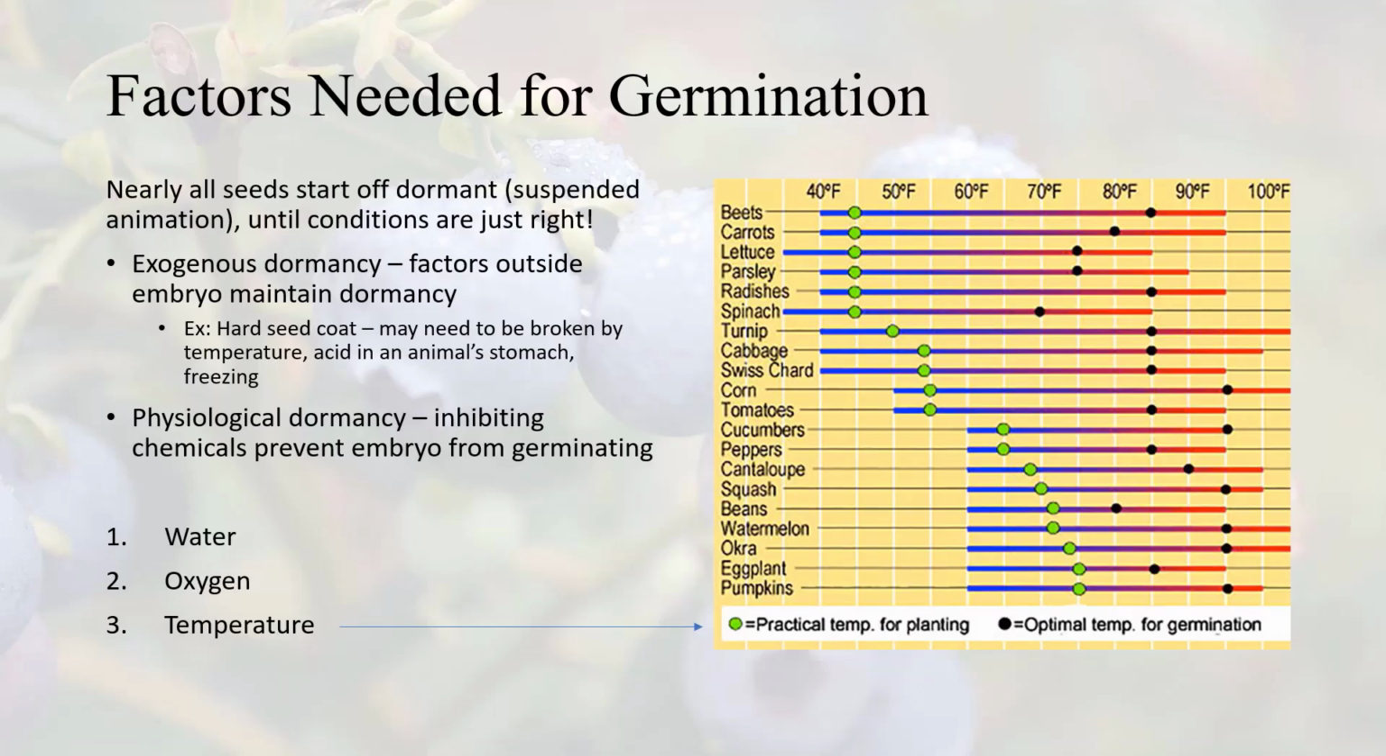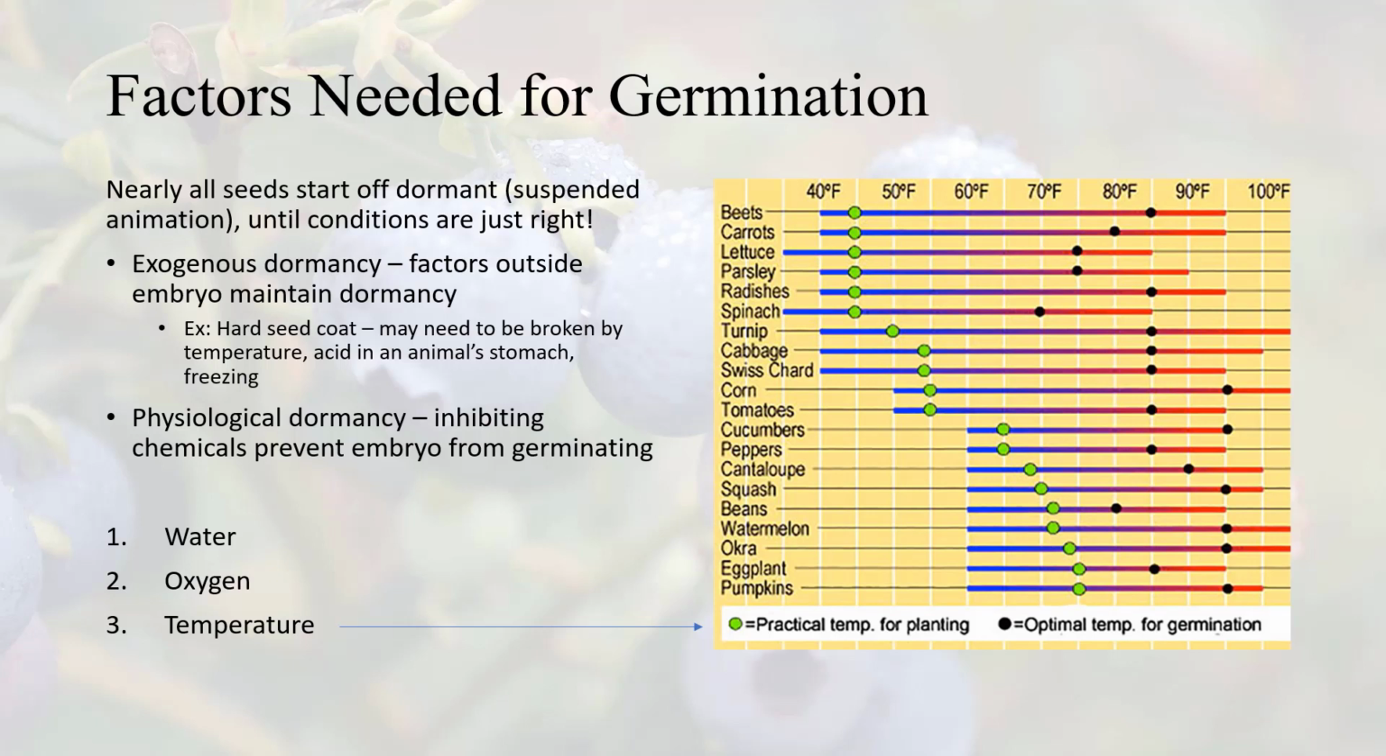Now we know there are a few factors that are needed for germination. And we said that many plants, particularly our wild plants, not so much our agricultural plants anymore, many of those seeds start off as dormant, right? And it's a state of suspended animation. And there's different types of dormancy that we've talked about. Exogenous dormancy, which is some factor outside of the embryo, a lot of times a hard seed coat that is going to maintain dormancy. And that's different from endogenous or physiological dormancy, in which it's a factor within the embryo or an aspect of the embryo that's maintaining dormancy.